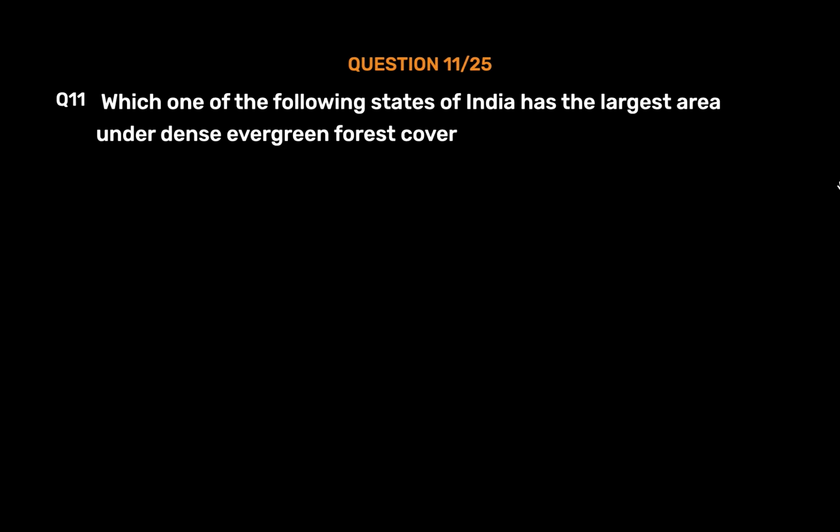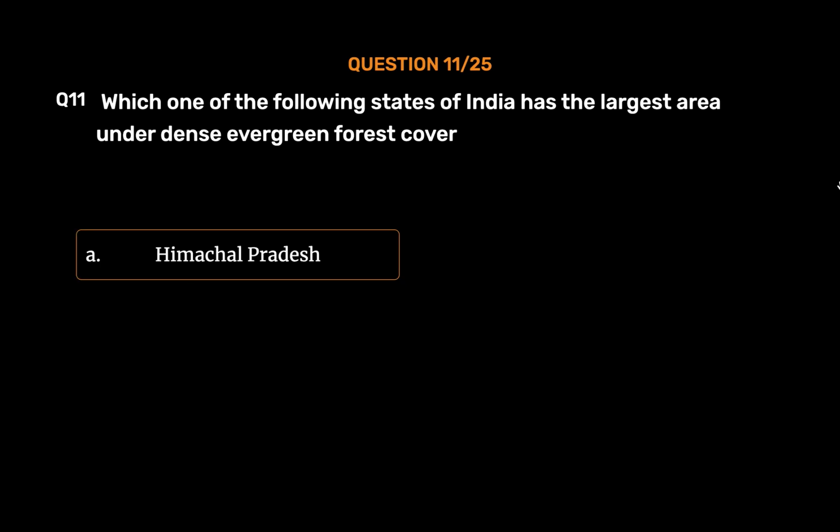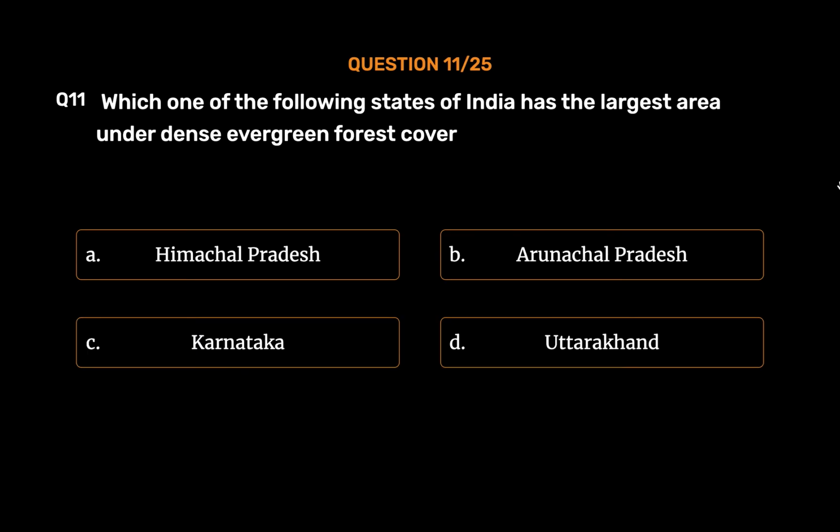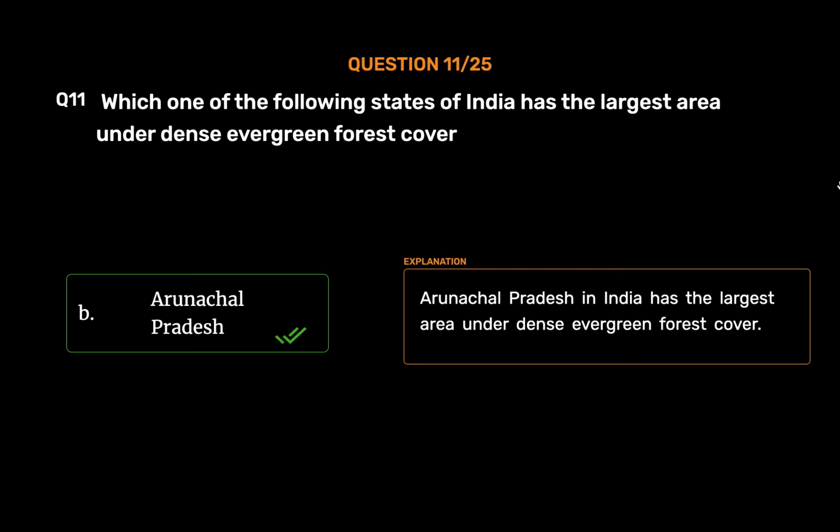Question number 11. Which one of the following states of India has the largest area under dense evergreen forest cover? Option A. Himachal Pradesh. Option B. Arunachal Pradesh. Option C. Karnataka. Option D. Uttarakhand. The correct answer is option B. Arunachal Pradesh. Arunachal Pradesh in India has the largest area under dense evergreen forest cover.